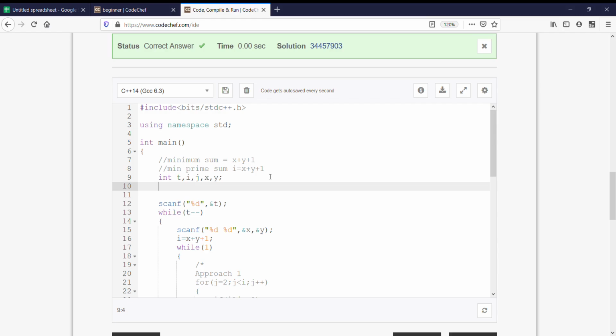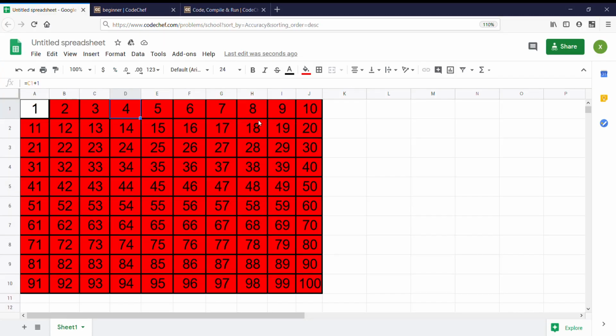Let us understand this with the help of the number system, taking an example of the first 100 numbers. The first step is we consider that from 2 till 100 all are prime numbers. We are just assuming it first. We mark all these numbers as red color. If it's not a prime number, we will mark it as white color.